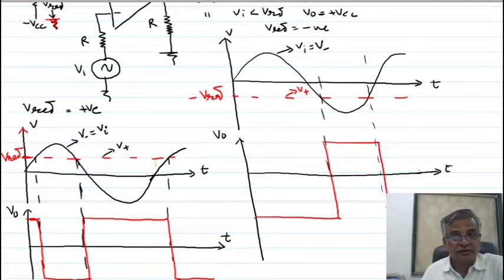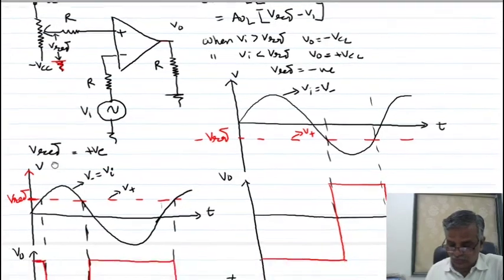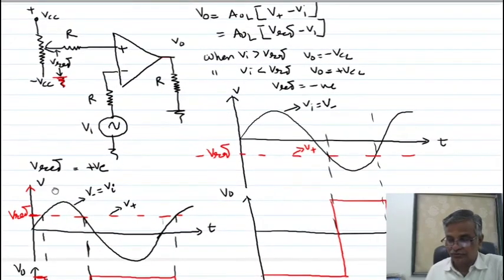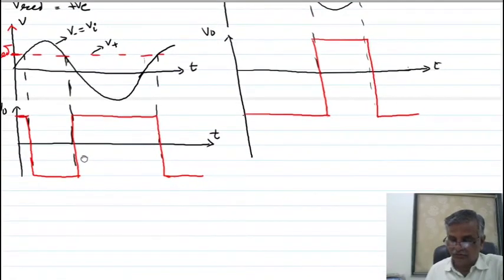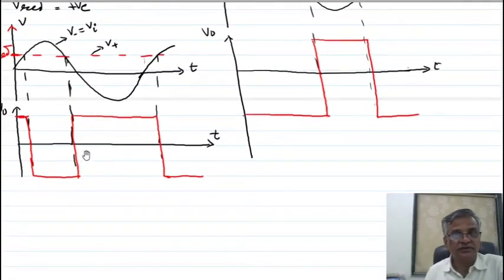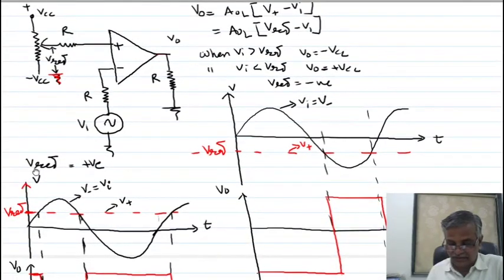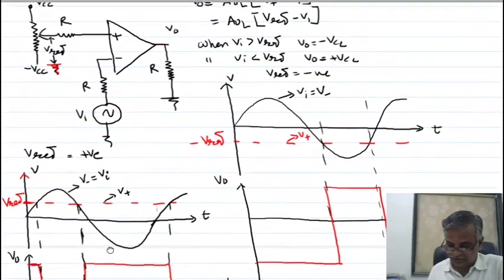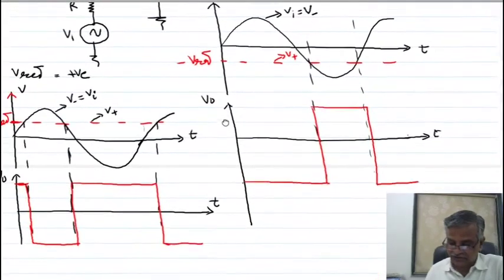So you can draw the waveform by writing such an equation. From this equation you get more idea. Once you write this equation, you can easily draw the waveform. This is the output of your inverting comparator. For the inverting comparator, when I keep V reference positive, this is my waveform. If V reference is negative, this is my waveform.